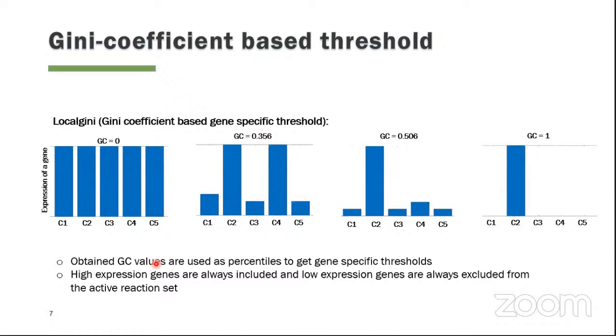Here local Gini also faces the same problem faced by the local threshold, where there are chances of excluding highly expressed reactions and including low expressed reactions. So a similar idea was taken from local T2 by saying that we are going to give two more thresholds, upper and lower. So the idea goes basically like local T2.